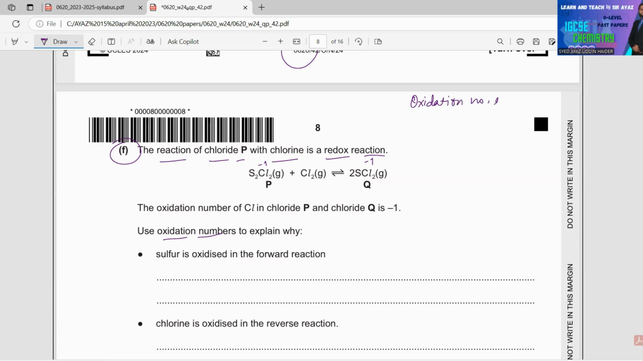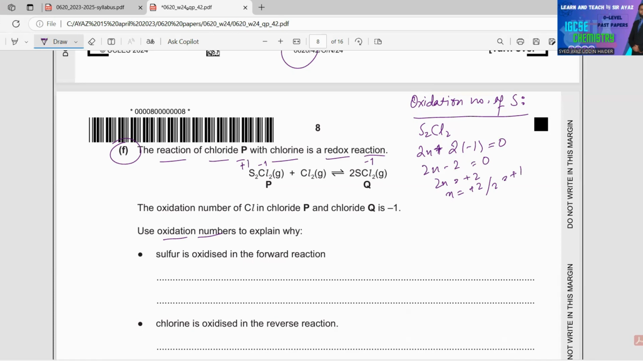Oxidation number of S. So in S2Cl2, there are 2 atoms of S, so I will write 2x plus 2 atoms of Cl, so I will write 2 multiplied by -1, which is the oxidation number of Cl. Overall, there is no sign on S2Cl2, so I will write 0. Then 2x minus 2 is equal to 0, or 2x is equal to plus 2. Therefore, x becomes plus 2 by 2, plus 1. So the oxidation number of sulfur in S2Cl2 is plus 1.